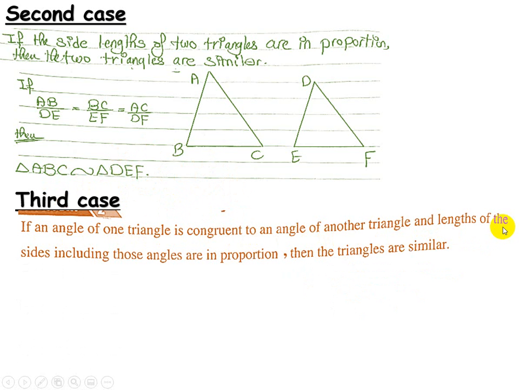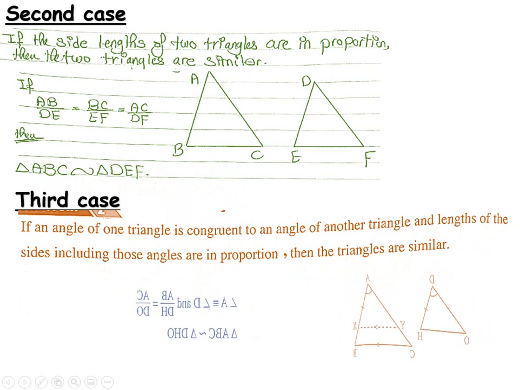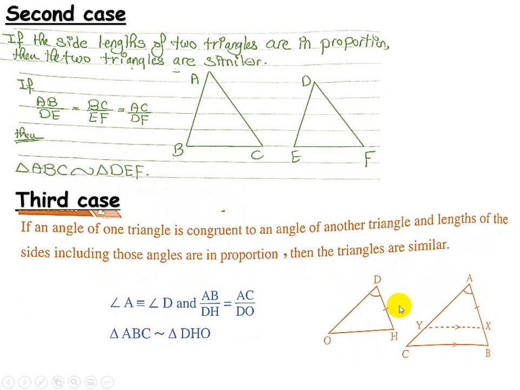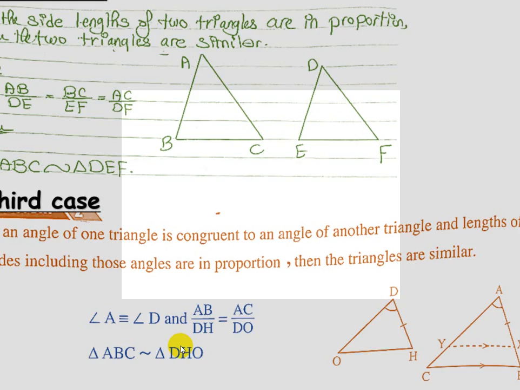The third case, if an angle of one triangle is congruent to an angle of another triangle, and the lengths of the sides including those angles are in proportion, then the triangles are similar. Which means that if measure A equals measure D, AB over DH equals AC over DO, therefore the triangle ABC is similar to triangle DHO.